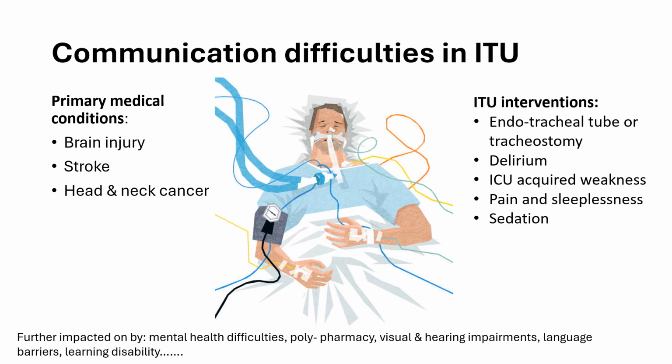Communication difficulties can be caused by various things: a primary medical condition such as brain injury or stroke, or it may be due to an ITU intervention itself, e.g. an ET tube or cuff tracheostomy, sedation, critical care weakness or delirium. Other things like pre-existing mental health or learning difficulties, visual and hearing impairments, or a language barrier also impacts on a patient's communication.